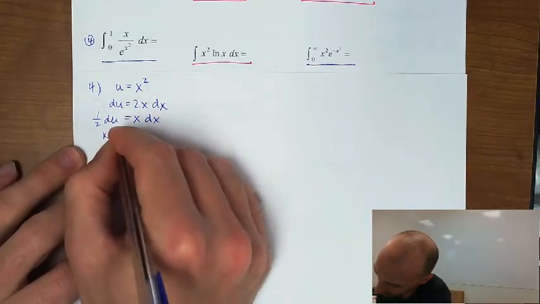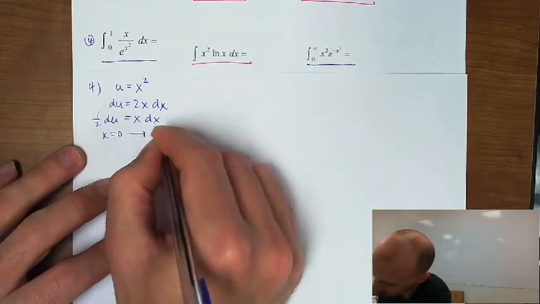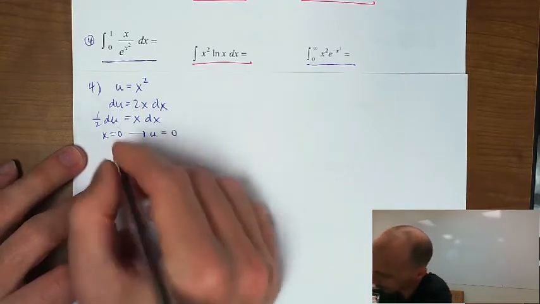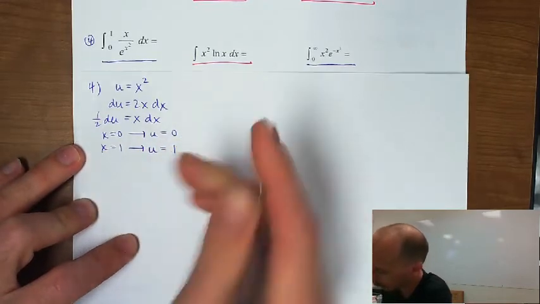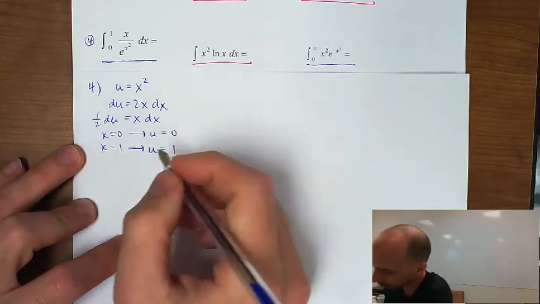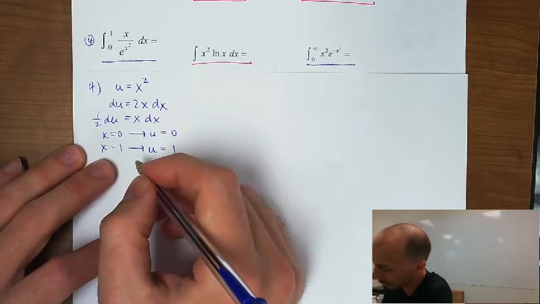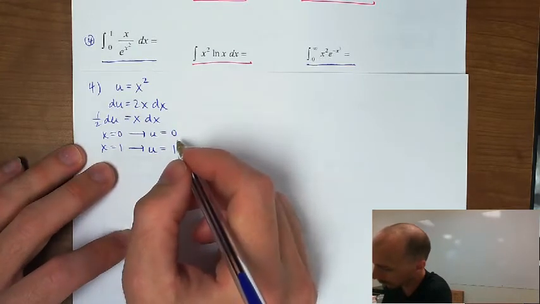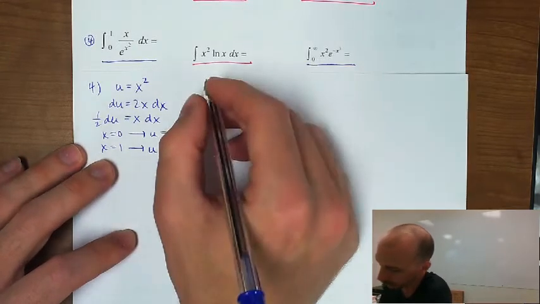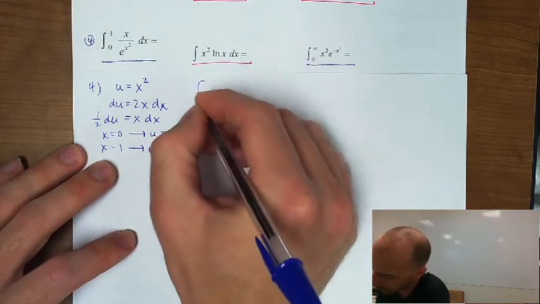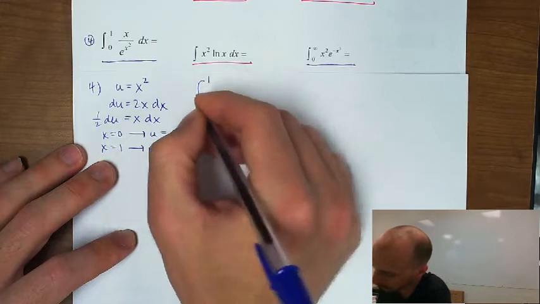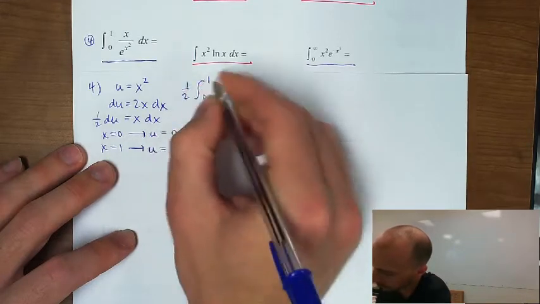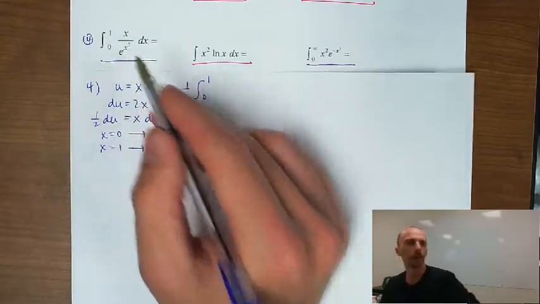So when x is equal to 0, that means that u is going to be 0 squared. And when x is equal to 1, that means u is going to be 1 squared. I think I've got everything I need. I'm still integrating from 0 to 1. I've got half of du, and that's 1 over e to the u.